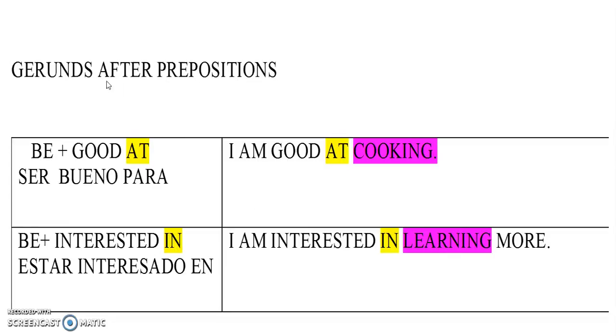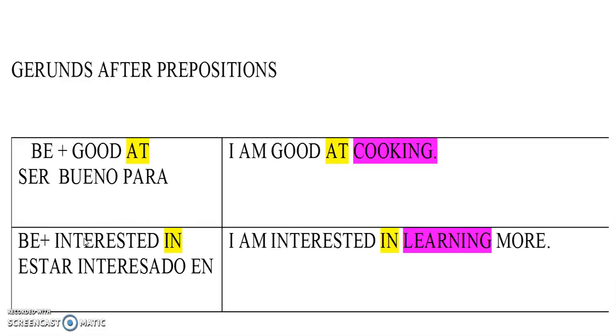Vamos a usar gerunds después de cualquier preposición que tengamos. Por ejemplo, aquí, good at, ser bueno para. Here, I am good at cooking. Yo soy bueno cocinando, alright? So you can also say, I am good at speaking English. I am good at dancing. I am good at singing. I am good at using the computer.